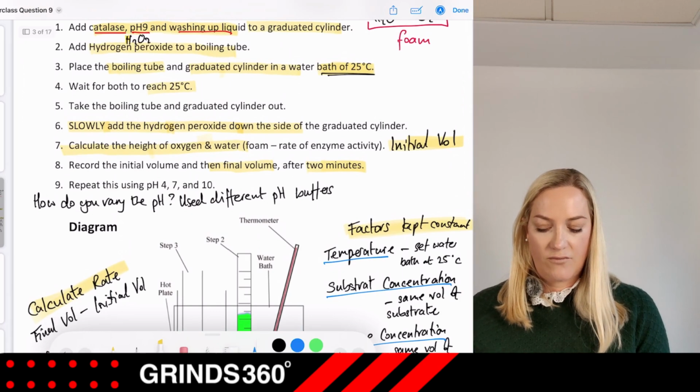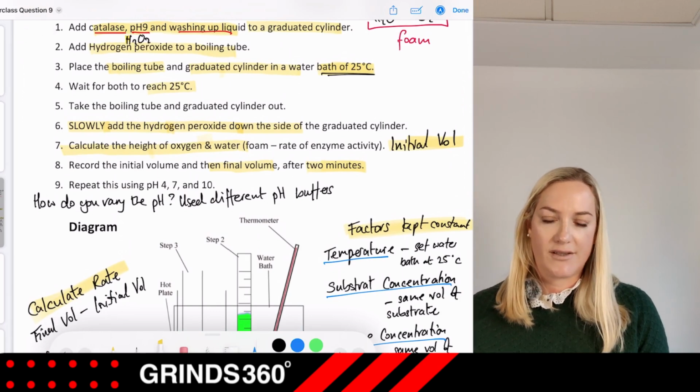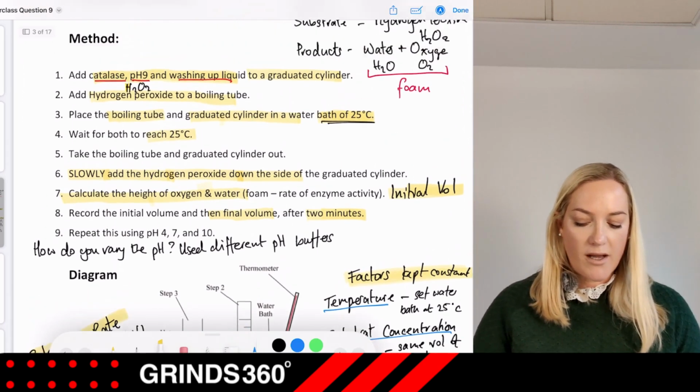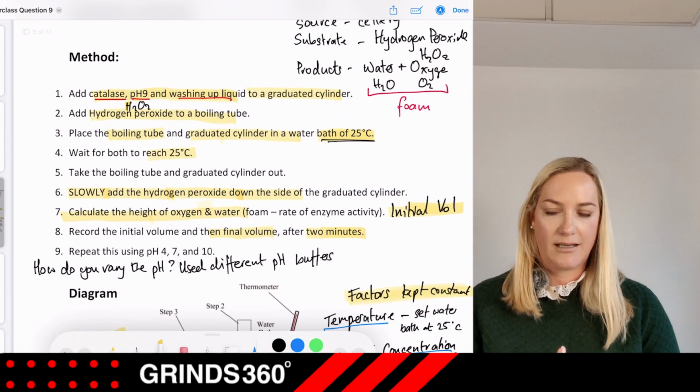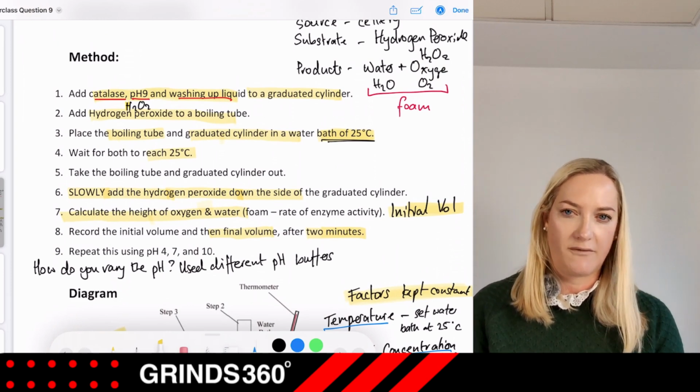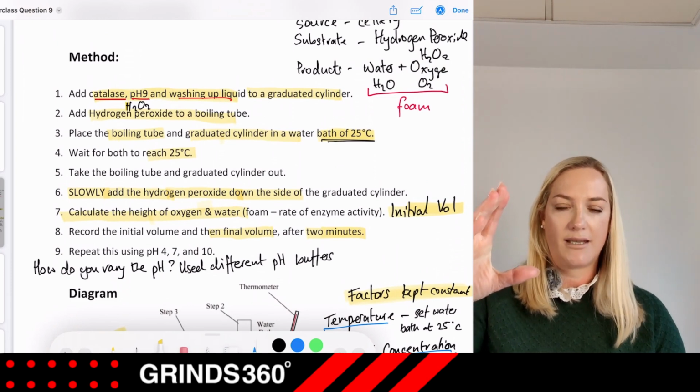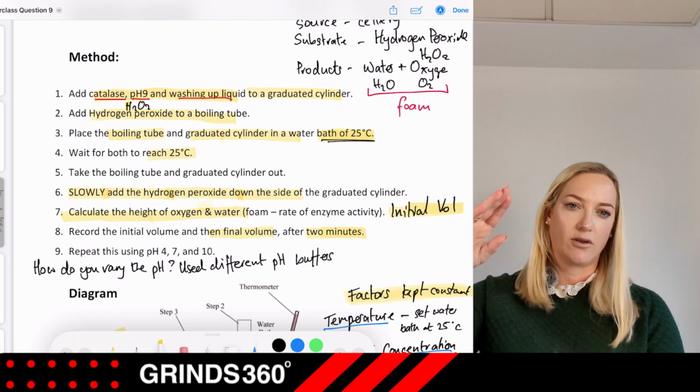And then repeated this using different pHs. So my approach, if asked about pH, is to read the question carefully. See, are they asking for the method? And if they're asking for the method, what are they asking for underneath?